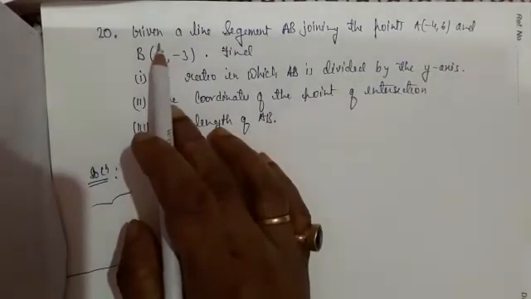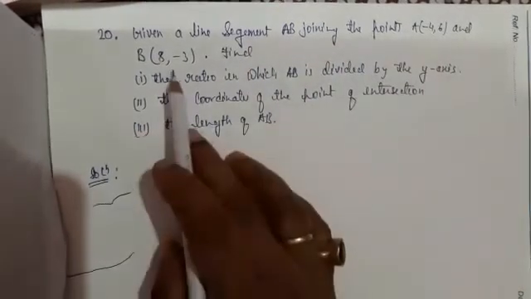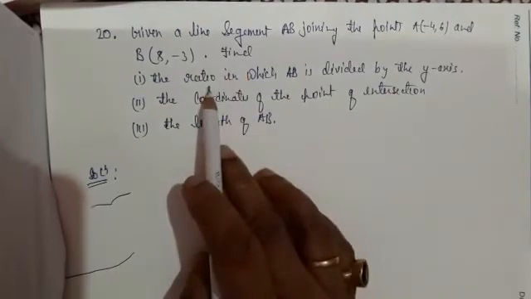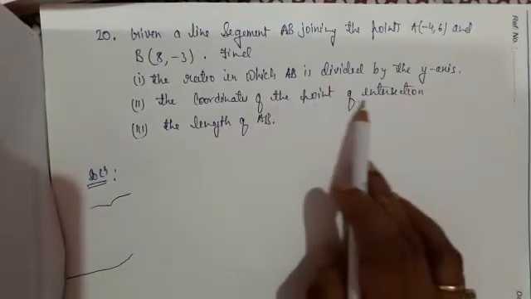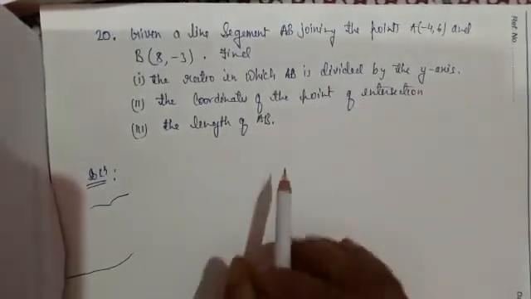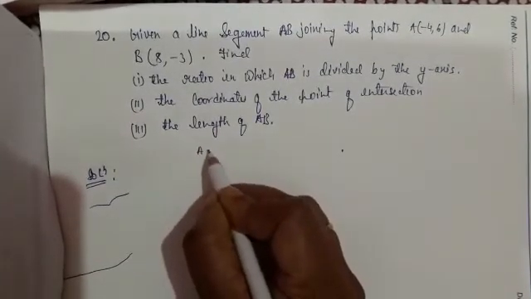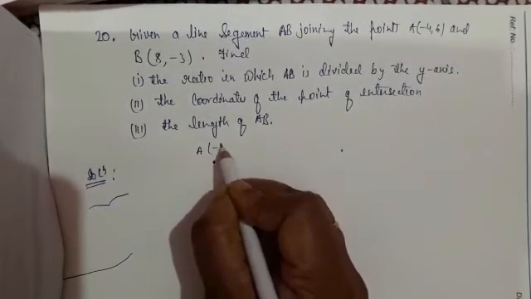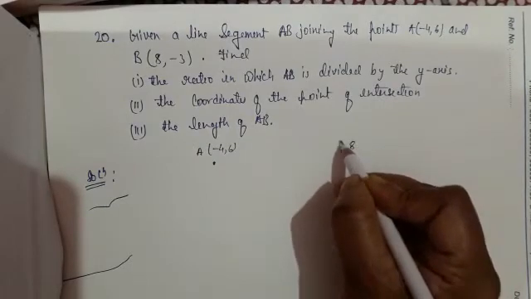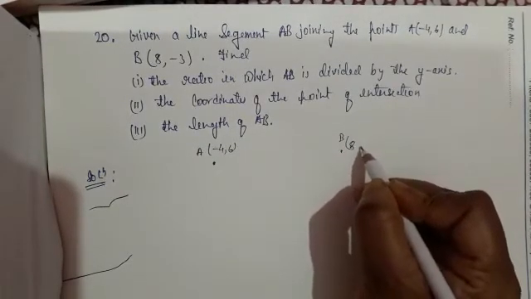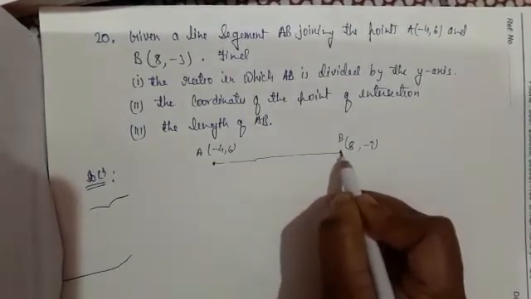Let us see one more question. Given a line segment AB joining the points A (minus 4, 6) and B (8, minus 3), then we have to find the ratio in which AB is divided by the y-axis, the coordinates of the point of intersection and the length of AB. So let A and B be the points. A coordinate is given (minus 4, 6) and B coordinate is given (8, minus 3). Let us join AB.